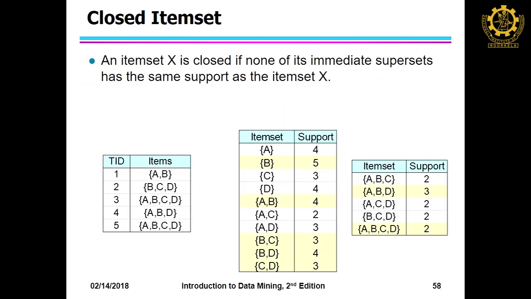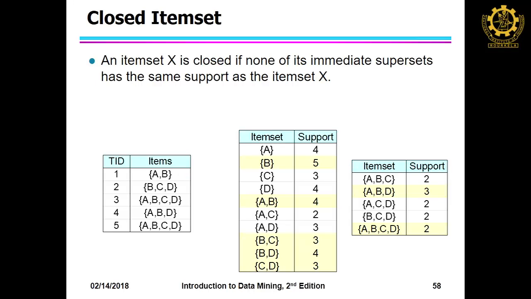Another thing, that is the closed item set. Why are we learning this? Because we have to have a compact representation. That is why we are learning this. Then we will go next to how to represent a transaction database very compactly. So, now the closed item set: an item set X is called closed if none of its immediate supersets has the same support as that item set X. So, it has nothing to do with frequent or infrequent.